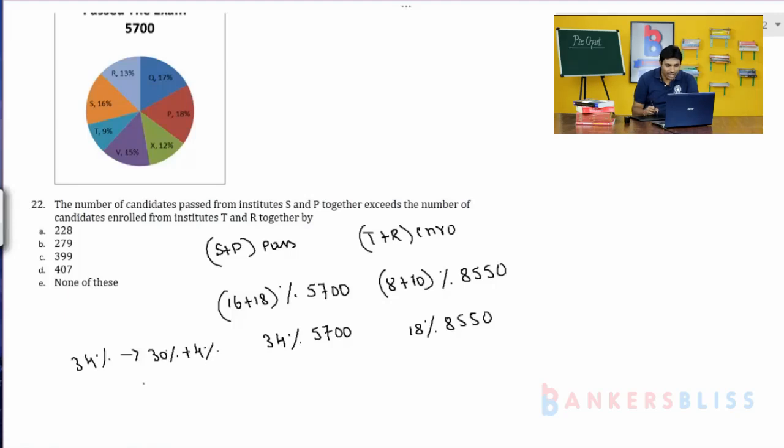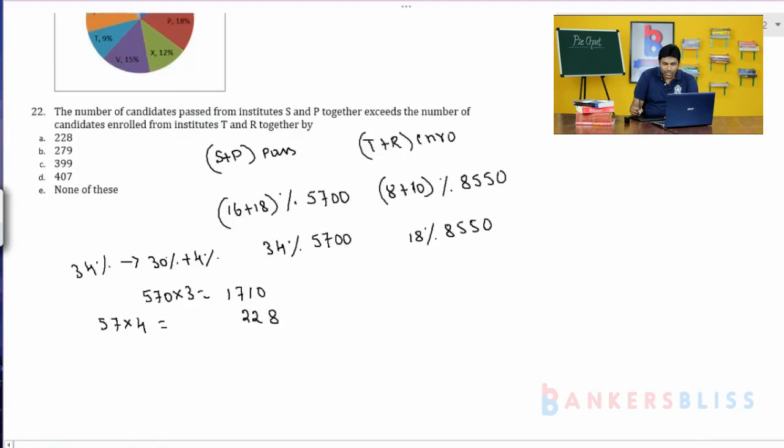So, 30% is 570 times 3: 7 threes are 21, 2 carry, 5 threes are 15, 16, 17, so 1710. And 4% you have to calculate, that is 1% times 4, 57 into 4. So, 7 fours are 28, 2 carry, 5 fours are 20 plus 2, 22. So altogether how much did you get? 8391? Again you have to calculate 18%.